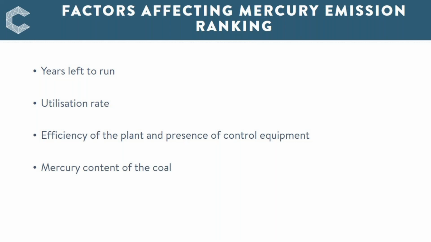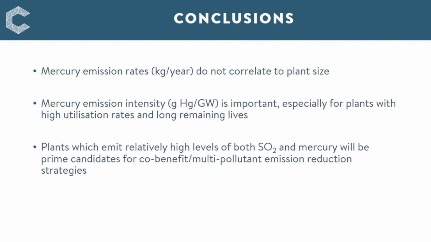The efficiency of the plant, our grams per gigawatt hour, is extremely useful for identifying those plants that are burning more cleanly than others. And we will try to focus on some plants that are running less cleanly. And also the mercury content of the coal is going to affect the mercury emissions over the remaining plant lifetime.